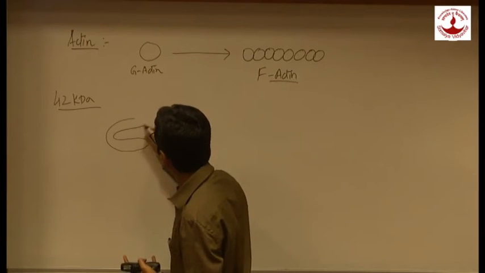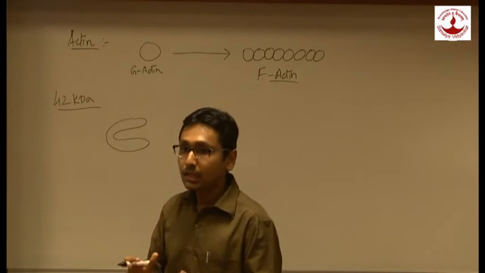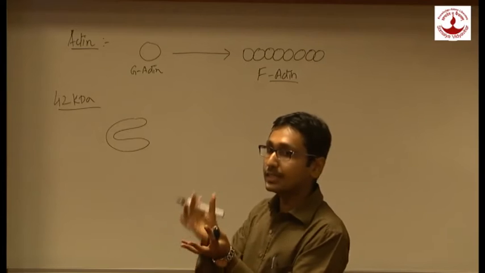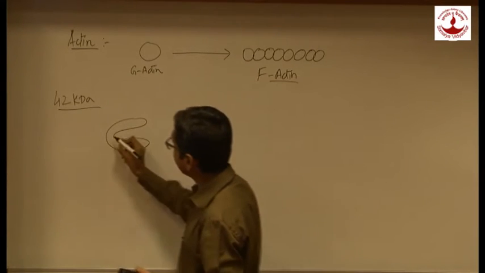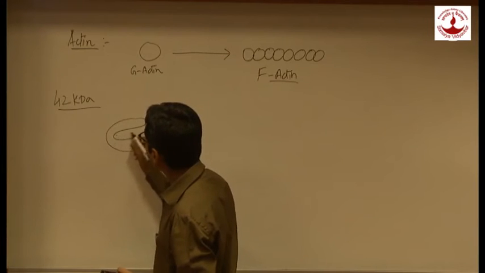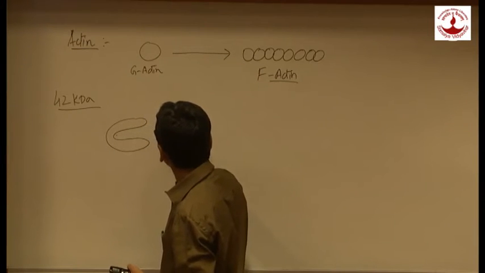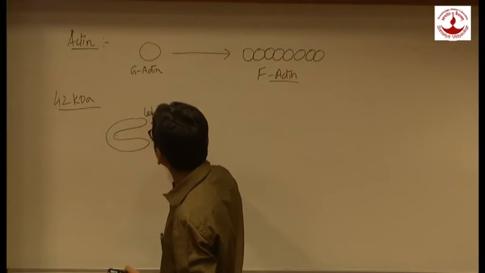X-ray crystallographic analysis reveals that the actin monomer, the G-actin, is a structure having two lobules, or two lobes. So the whole globular structure is separated into two lobes and a deep cleft. This is the cleft, and these are the lobes.